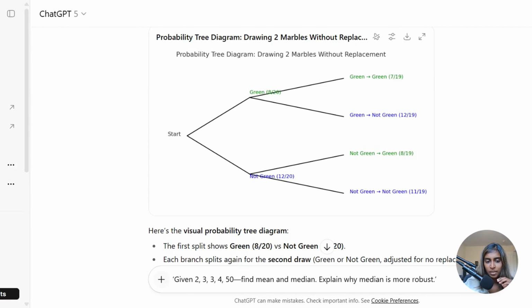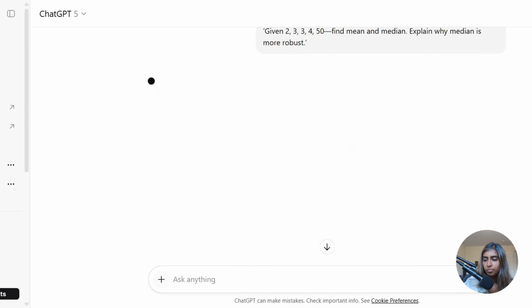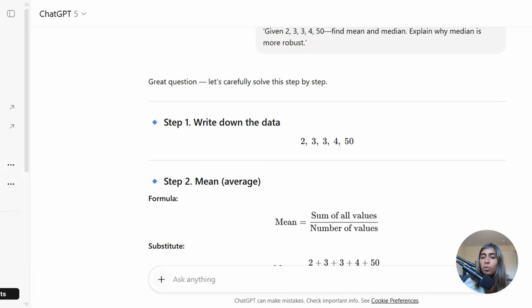Let's ask something else. Given 2, 3, 3, 4, 50, find the mean and median. Explain why the median is more robust. And for probabilities and things like that, you don't always have to just stop at the calculation. You can always ask, what does this mean in plain English? Because in that way, you're able to connect numbers to how you're actually thinking about it.